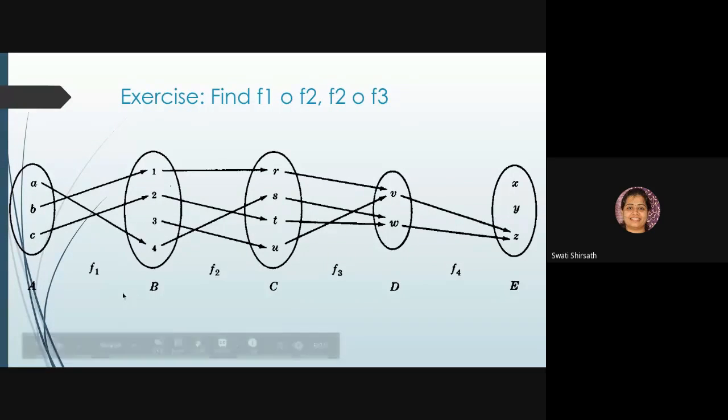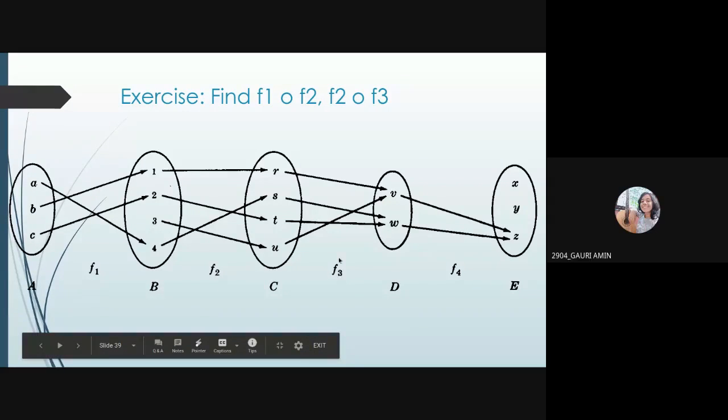So f2 of f1 is there, so we would have to come backwards, okay? But that is not possible. So find out f2 of f1. In that case, you will start from f1. So a to 4 is there, 4 to s is there, so a to s. b to 1 is there, 1 to r is there, so b to r. c to 2 is there, 2 to t is there, so c to t. This is your f2 of f1. Am I right?